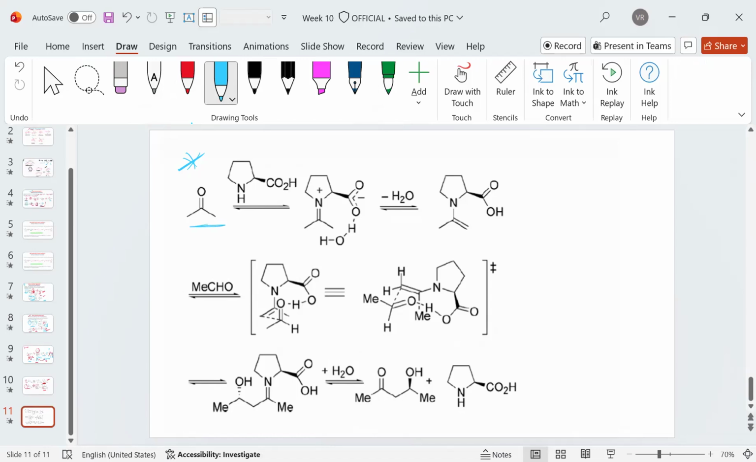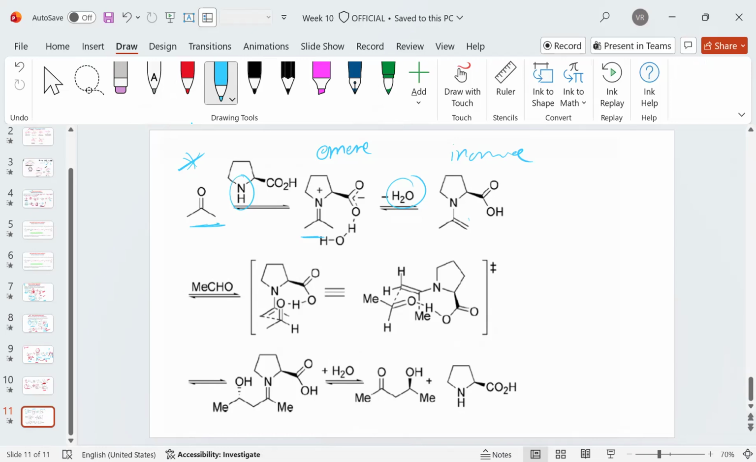So here, what happens in this enamine mechanism? The ketone reacts with this amine and forms this sort of imine intermediate. So this nitrogen is now tetravalent, so it gets a positive charge. So what happens? This H2O gets eliminated, and we get the enamine. So this was the imine, and this is the enamine.